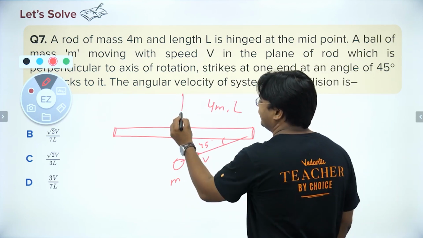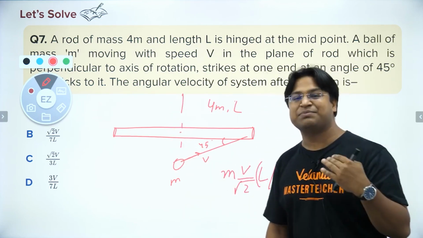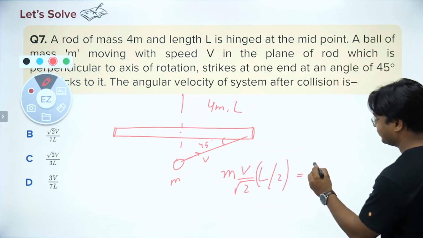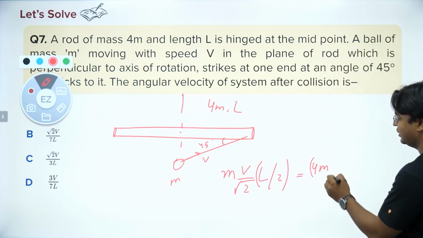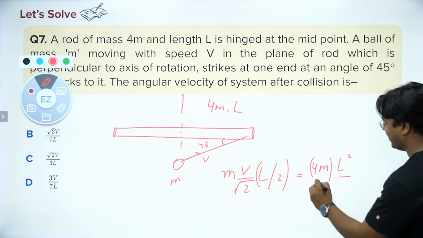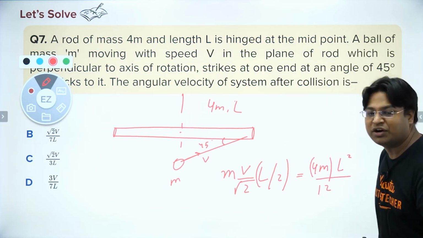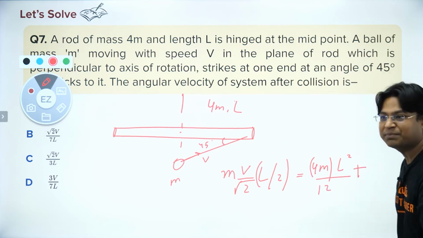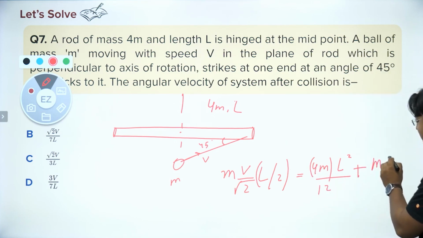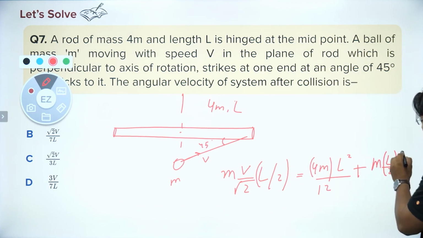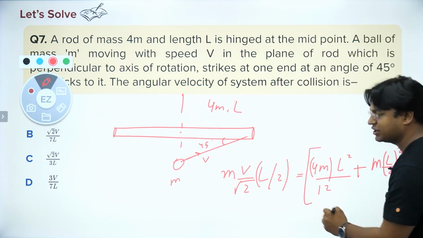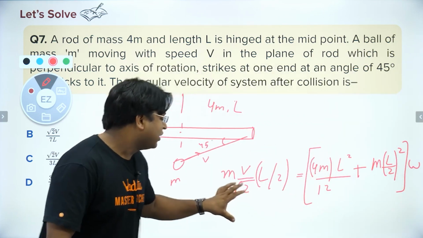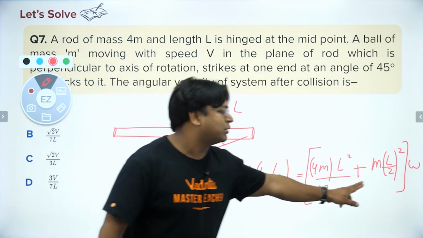So the moment of inertia about an axis passing through midpoint and perpendicular to the rod, that will be mass of rod into L square by 12. That's the moment of inertia of the rod. I will add to it the moment of inertia of the particle, which will be m into (L by 2) square. So this becomes the moment of inertia of the entire system now, into omega. So angular momentum before collision equals angular momentum after collision.